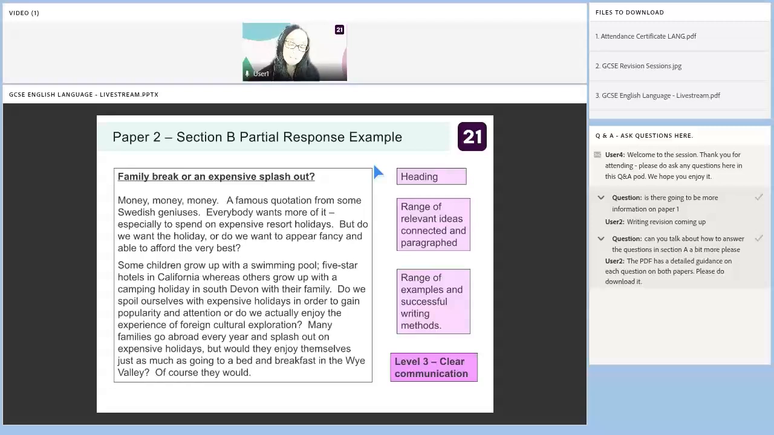So this is a partial response. Overall, it achieved a level 3, which is clear communication. So as you can see, there's a heading there at the top. Don't spend ages trying to think of a heading. If you are feeling stuck, I would leave that until the end. So make sure that you actually produce the article in detailed paragraphs, so a range of relevant ideas, paragraphs that are connected. Try and integrate your discourse markers to signal to your examiner that your writing has a clear direction. A range of examples and successful writing methods is what they're looking for at level 3. So do have a look at that in some detail when you can.